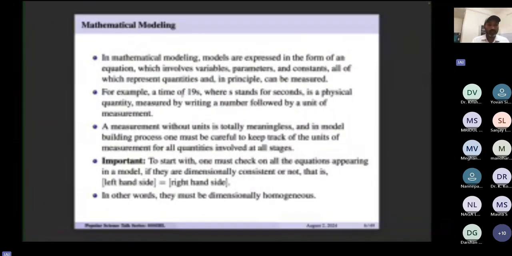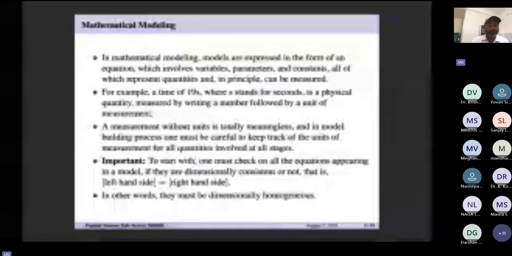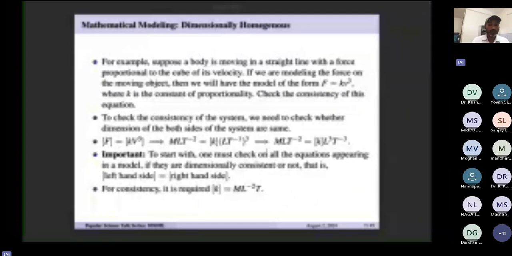To check whether any model or equation you have developed has parameters, variables, and constants with proper units, we start with this: you just check whether the dimension of the left hand side is the same as the dimension of the right hand side or not. If this is happening, then your model is called dimensionally homogeneous. We'll take a very simple example. Suppose you are applying force on some body, and the body is moving in a straight line, and the force in the movement of the body in that straight line is proportional to the cube of the velocity.